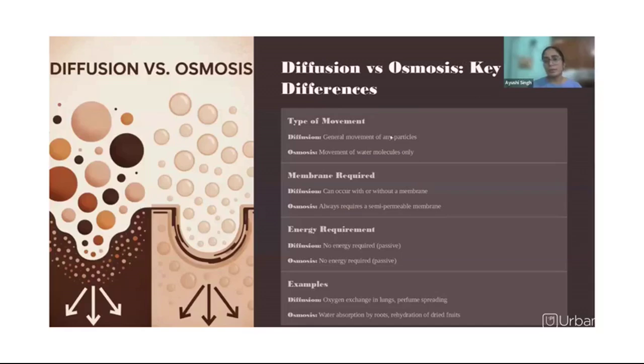Okay, so diffusion versus osmosis. Now you can differentiate between them. The type of movement in diffusion is general movement of any particle, but in osmosis only water particle movement happens. Membrane required: diffusion can occur with a membrane or without a membrane. Osmosis specifically needs a semi-permeable membrane. For both processes, there is no need of any sort of energy. And examples: diffusion is oxygen exchange in lungs, and osmosis is water absorption by roots and rehydration of dried fruits.